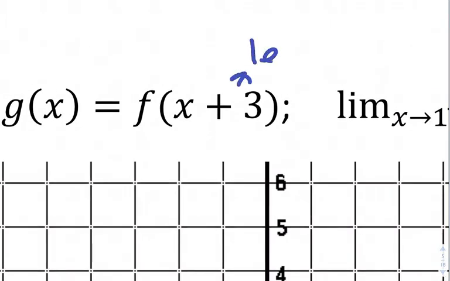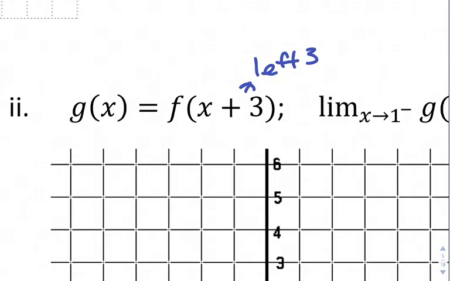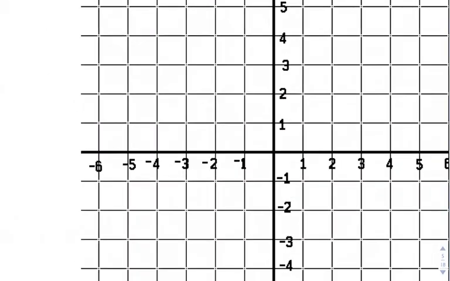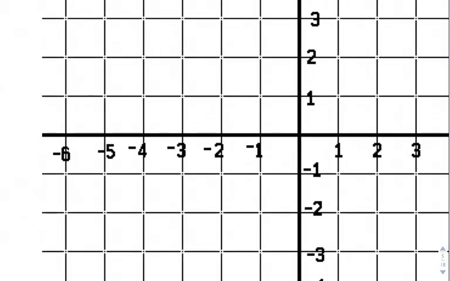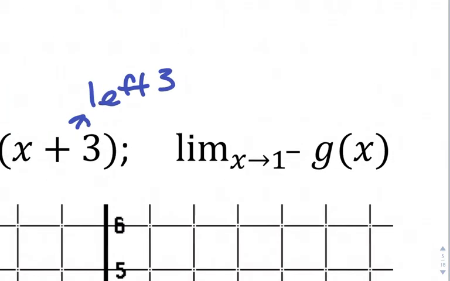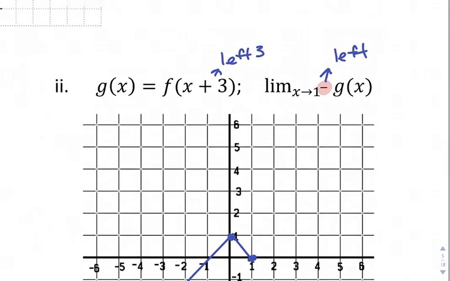So plus 3 means left 3. So I'm going to take my function and move it left 3. So my new function would look like this. And now this time we're finding the limit as x approaches 1 from the left hand side. So remember, that's a left side limit only. When it has plus, it's right. When it has nothing, it is both.